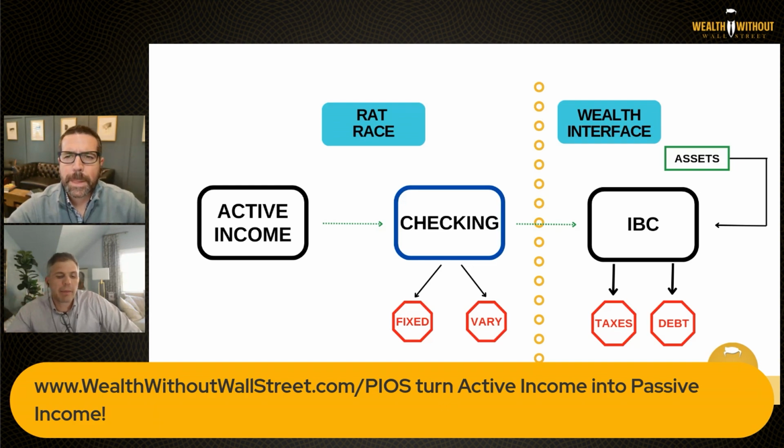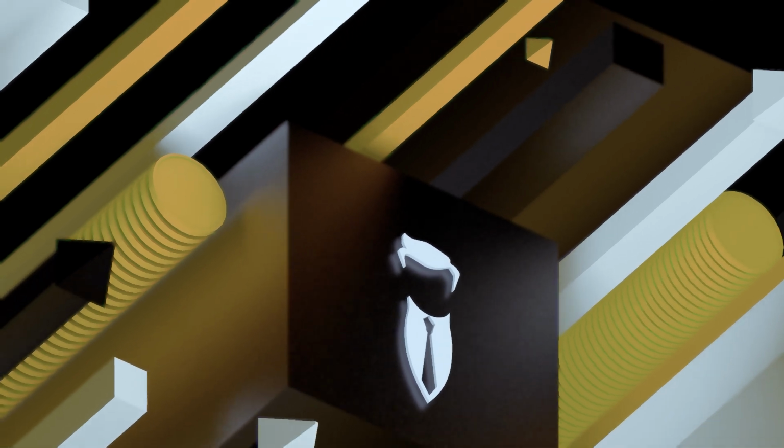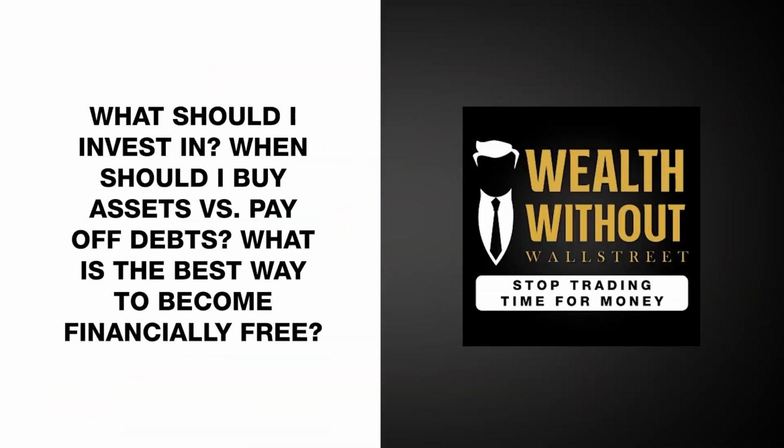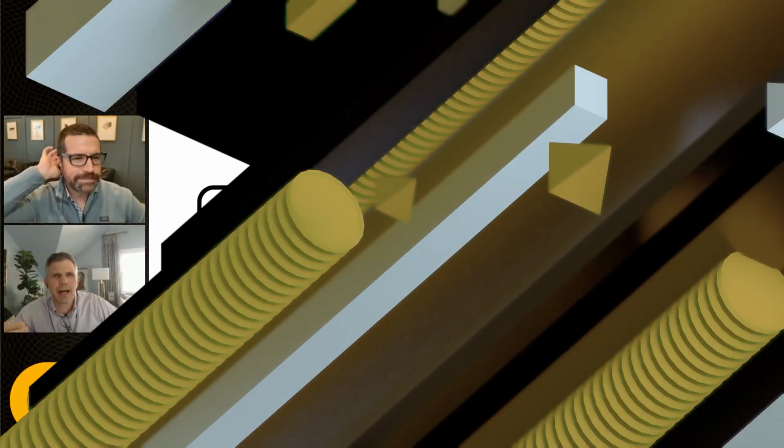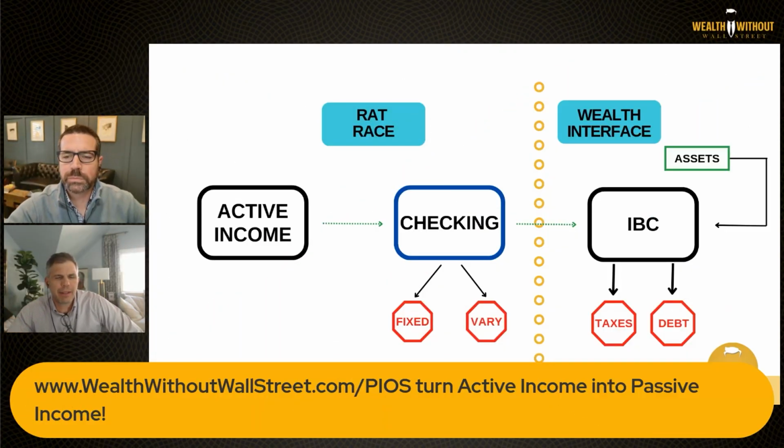Well, the most common question we have is, what should I invest in? When should I buy an asset versus pay off a debt? What is the best way to become financially free? These are constant questions, and you're probably having them. And the framework is so important. Get money on the right side. People will say, hey, should I use my home equity line of credit to invest in blank? Well, is it a left side opportunity or is it a right side opportunity? Most people would say it's on the left.